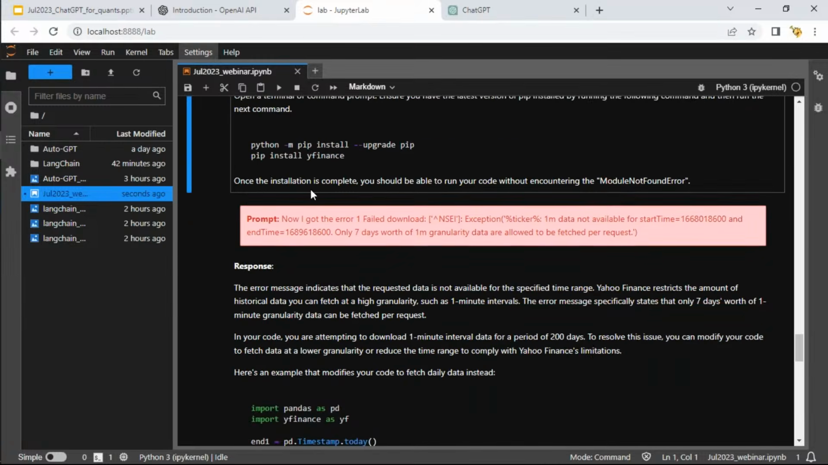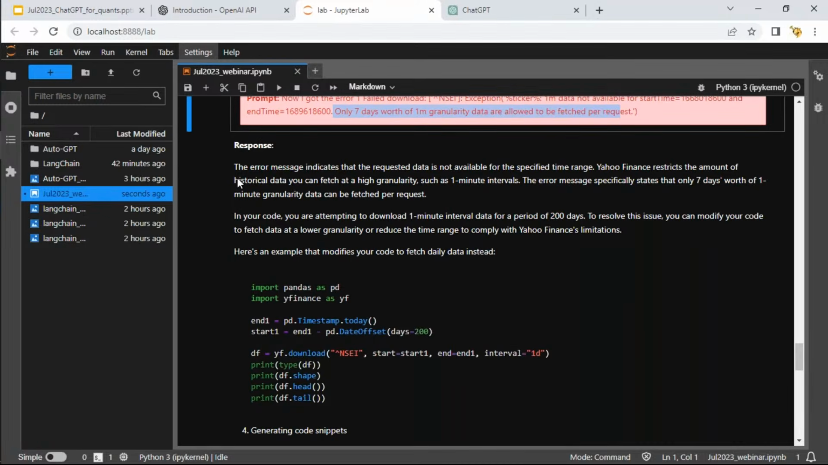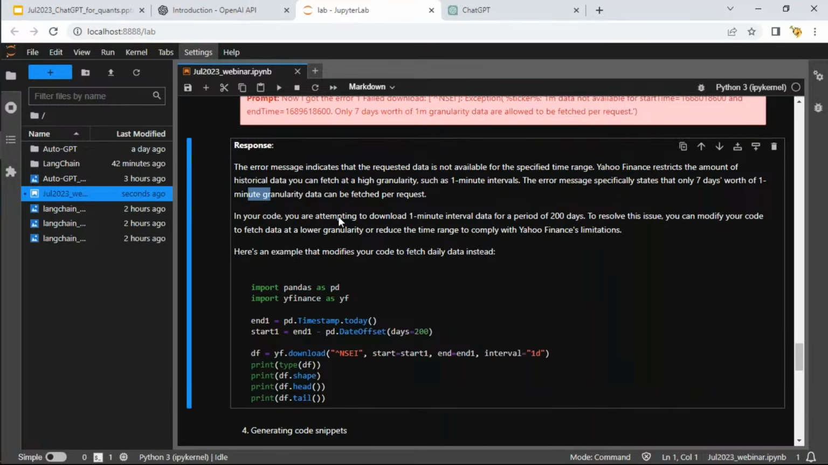So I went ahead, installed it, followed the procedure, and now I get this error: failed download, and this is the error message. Only 7 days worth of 1 minute granularity data are allowed to be fetched per request. So it tells me that the error message says that the data is not available for the specified time range. Yahoo Finance restricts the amount of historical data you can fetch at high granularity, like 1 minute intervals. And it even tells me specifically what the error is with respect to 1 minute granularity. Now, this is quite sophisticated in terms of the kind of things that the tool is able to do, right?